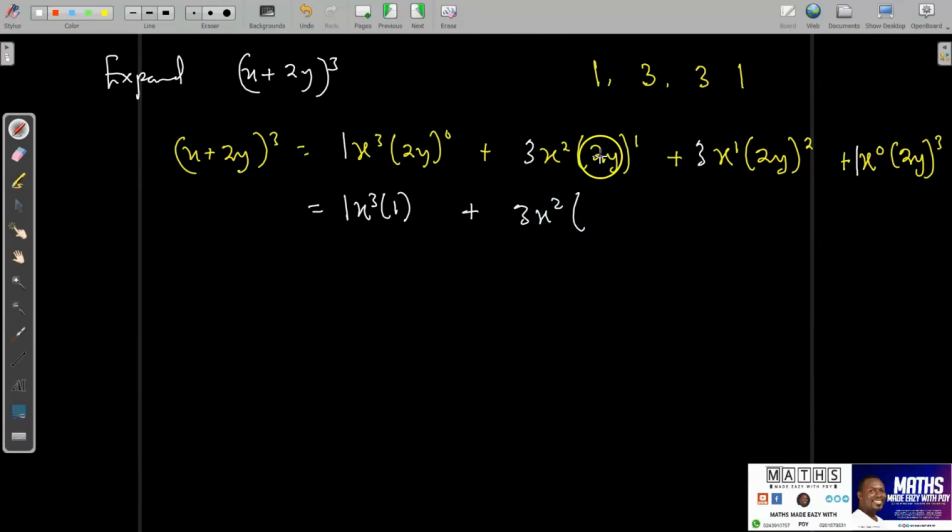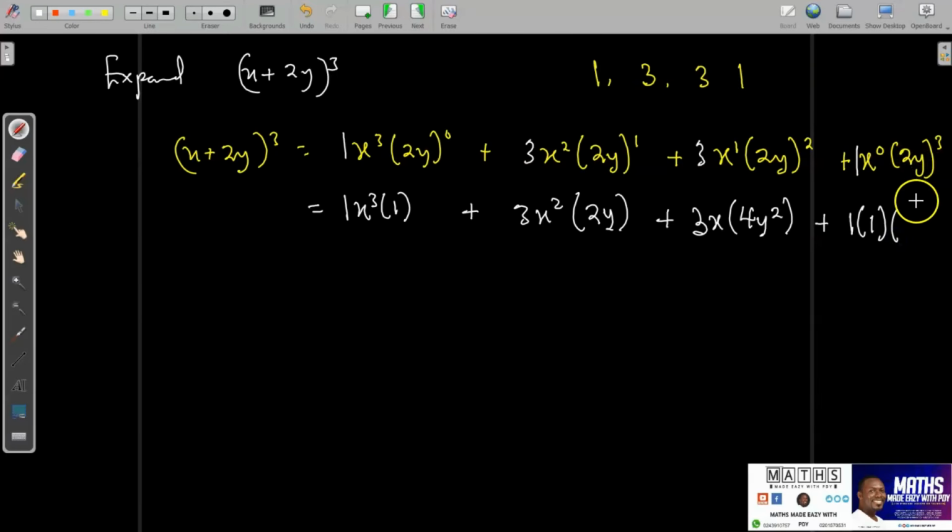Then we have 1 times x to the power 3, then times 1, plus 3x squared. Now 2y to the power 1 is the same as 2y. Are we all okay? Yes, sir. Then plus 3 multiplying x to the power 1 is still 3x. But 2y all raised to the power 2, what answer does it give us? 4y squared. Very good. Then plus x to the power 0 is the same as 1, so we have 1 times 1 multiplying 2y all to the power 3.